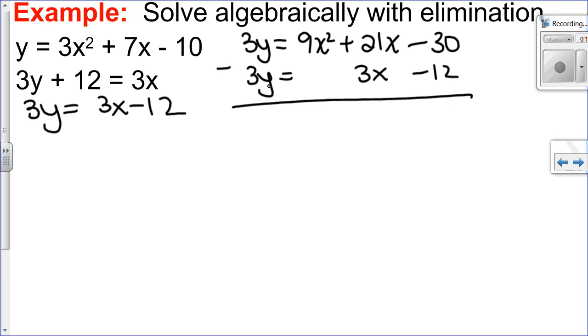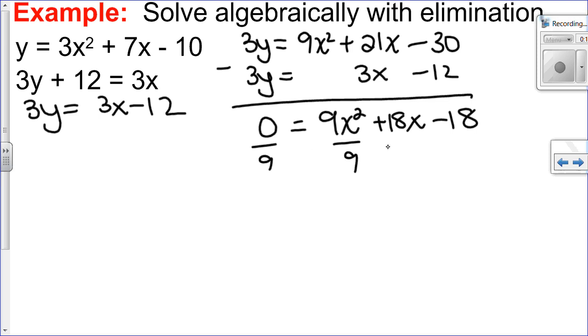So 3y take away 3y is 0. And I have 9x squared take away 0x squared. 21x take away 3x. And negative 30 take away negative 12, negative 18. So looking at this equation here, I notice that I have a common factor of 9. So I'm going to divide everything by 9. So 0 divided by 9, 9 divided by 9 is 1, 18x divided by 9 is 2x, negative 18 divided by 9 is negative 2.